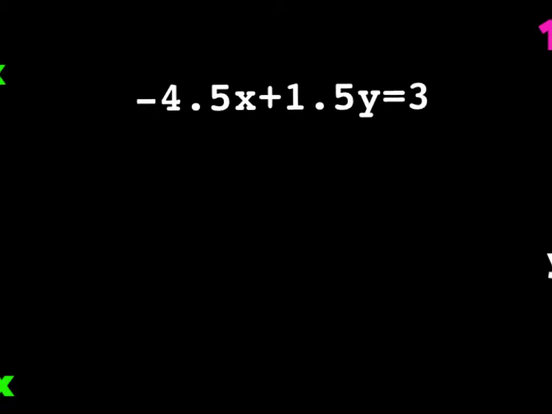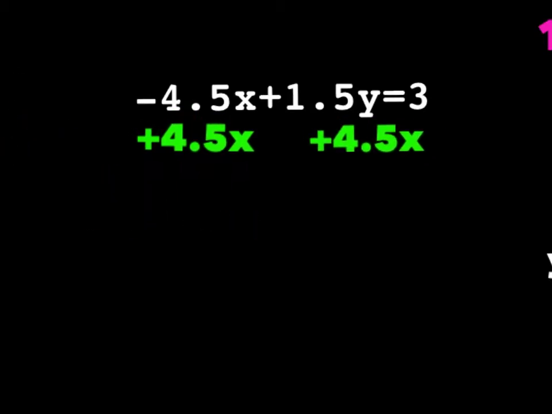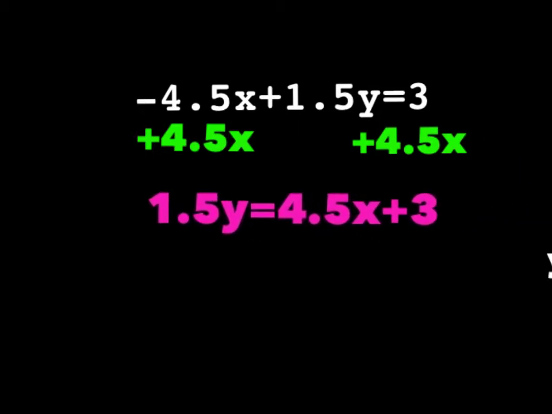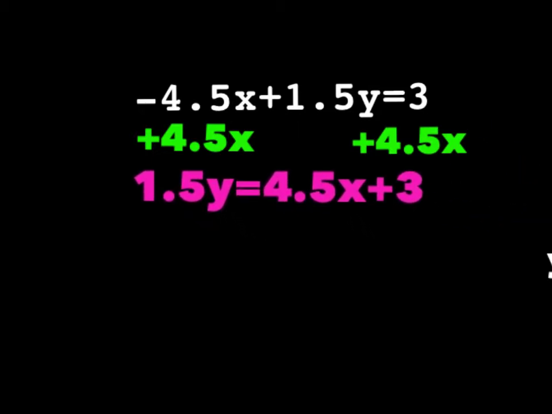And as I said earlier, we need to try to get it into slope-intercept form. How we're going to do this is we're going to move negative 4.5x to the other side of the equal sign. That is going to isolate y and put it into slope-intercept form. So how we're going to go about this, we're going to add 4.5x to both sides of the equal sign, and that's going to leave us with 1.5y equals 4.5x plus 3.